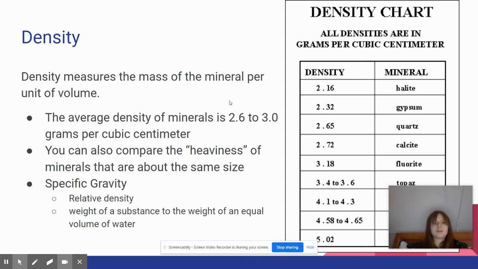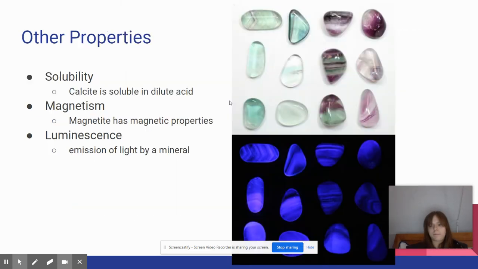Next is density, which is the measure of mass of mineral per unit of volume. The average density of minerals is 2.6 to 3 grams per cubic centimeter. You can also compare the heaviness of minerals that are about the same size. This is specific gravity, which is relative density, and this compares the weight of a substance to the weight of an equal volume of water.